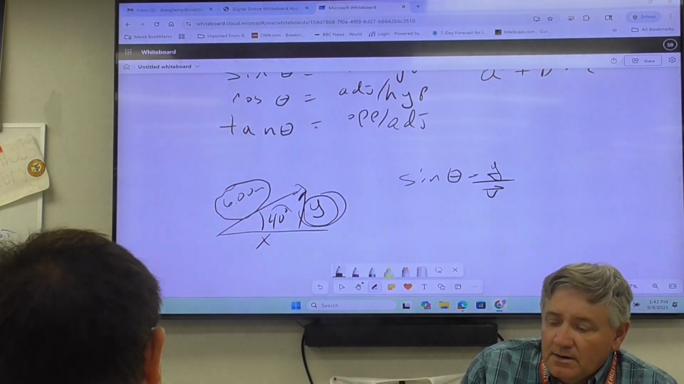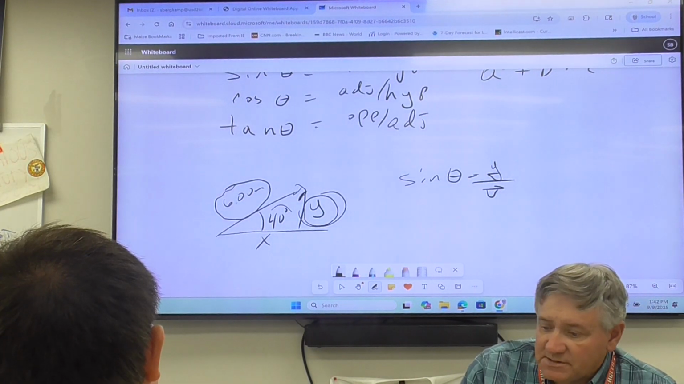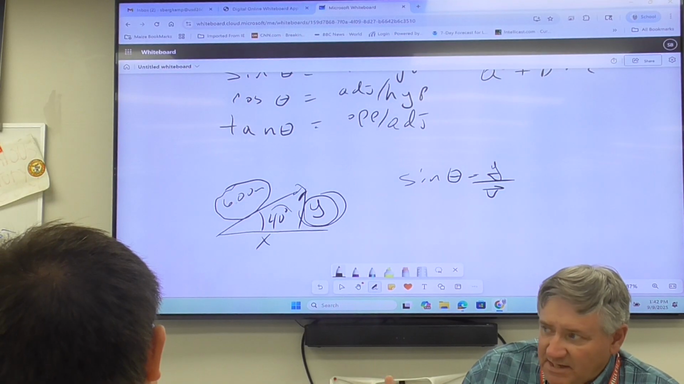Theta is just the angle. It's just a generic angle.